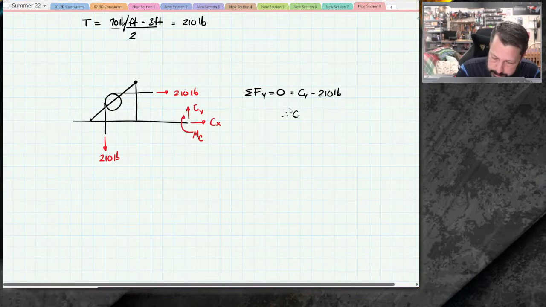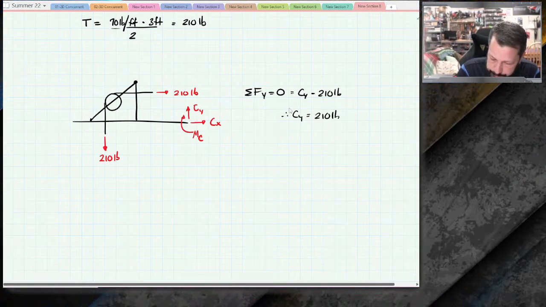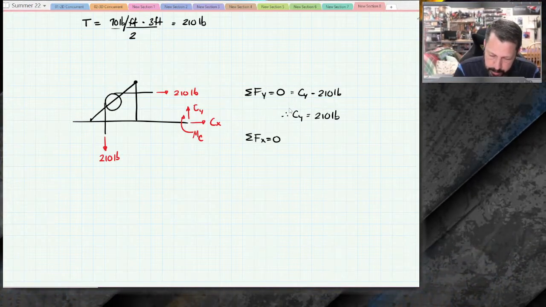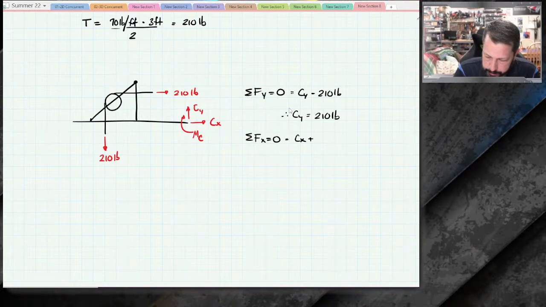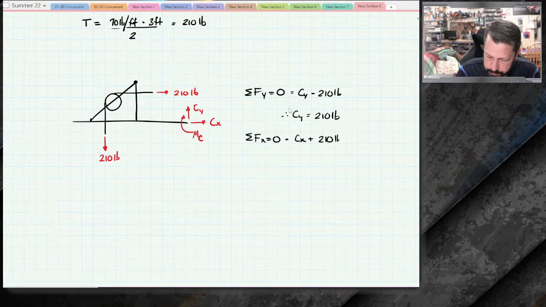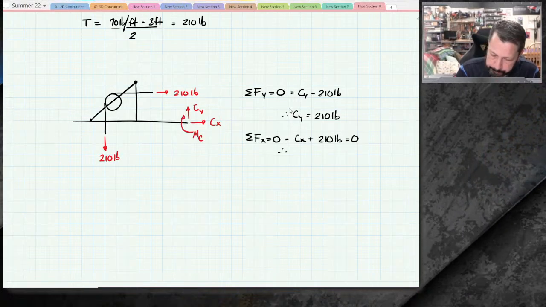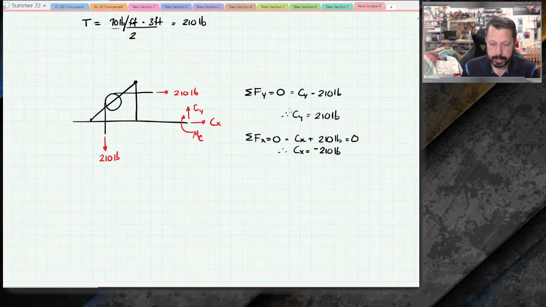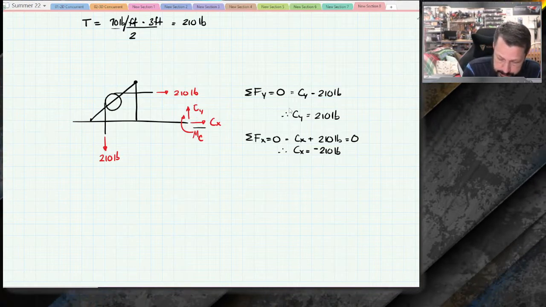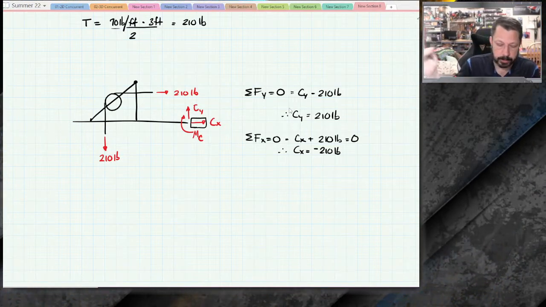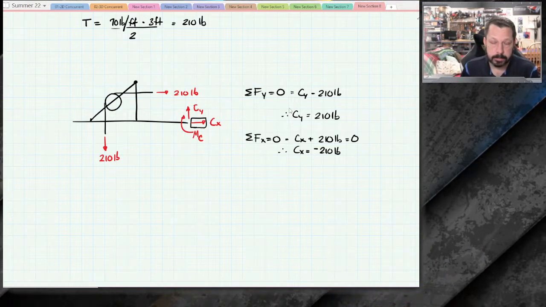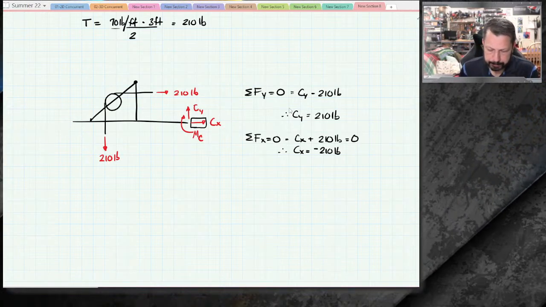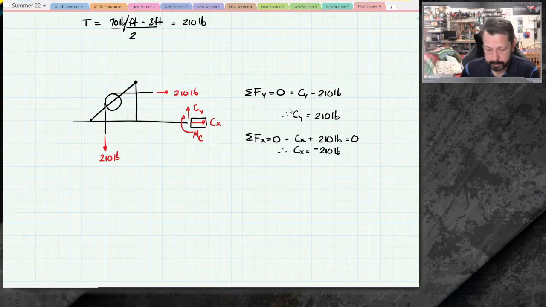So looking at this though, Cy must equal 210 pounds. And then we can do summation of forces in the x direction equals 0. And it looks like Cx plus 210 pounds equals 0. So Cx must equal negative 210 pounds. What that means is that I drew the x component, this arrow, backwards. So Cx is really supposed to be pushing to the left. So that's fine.